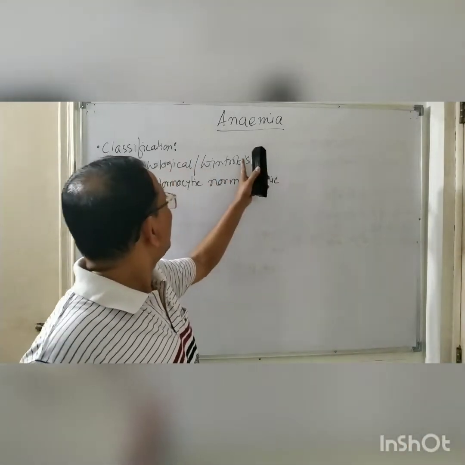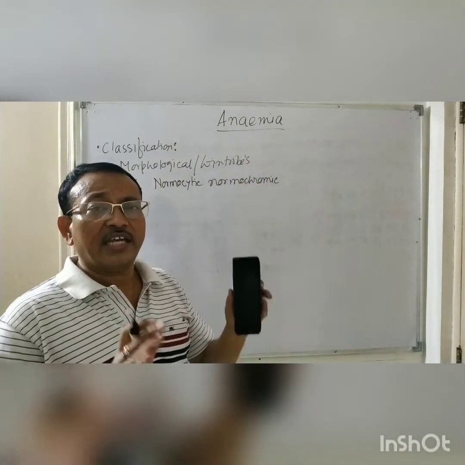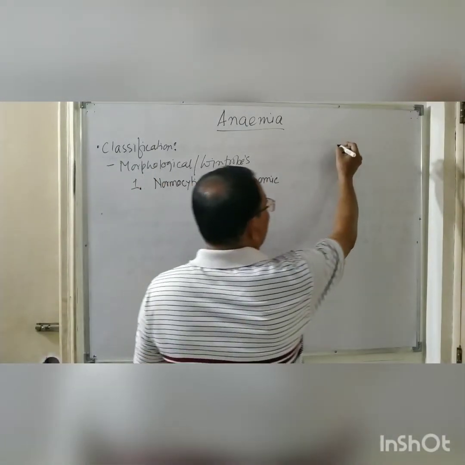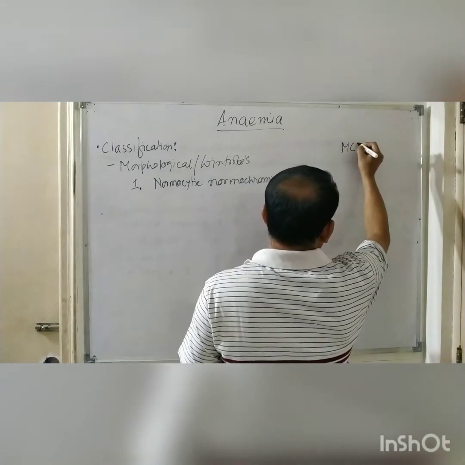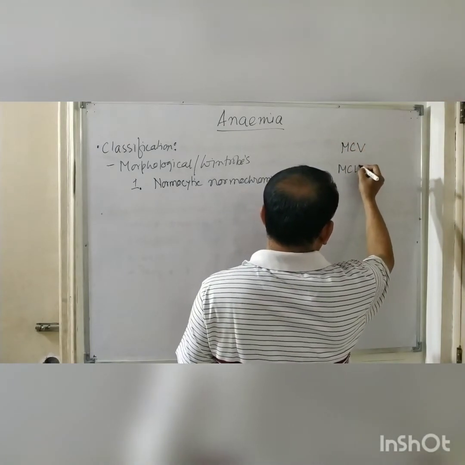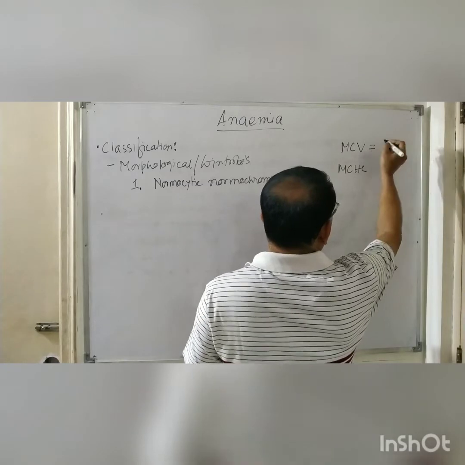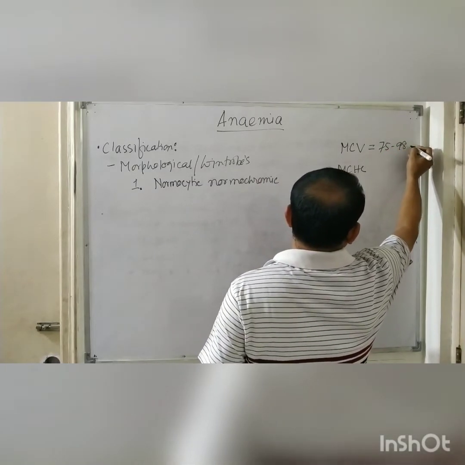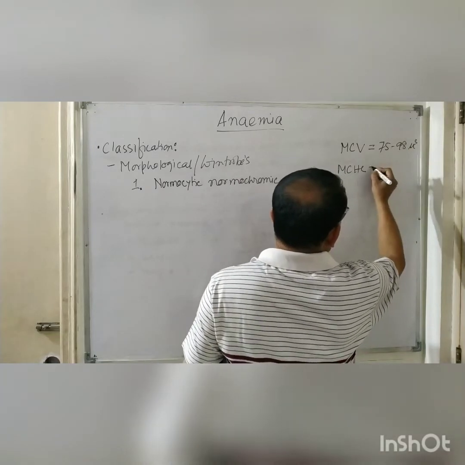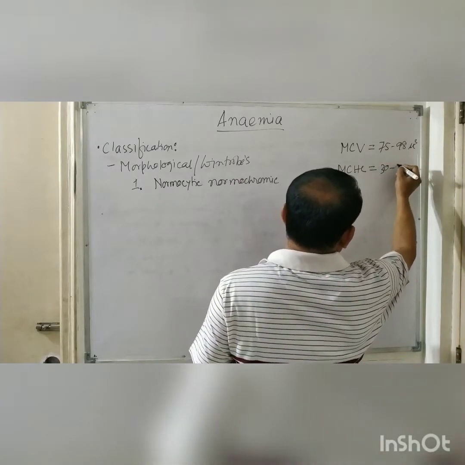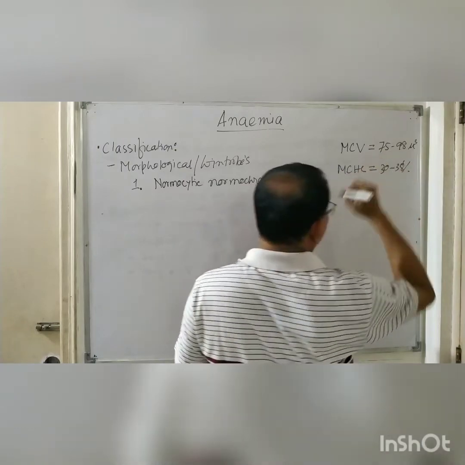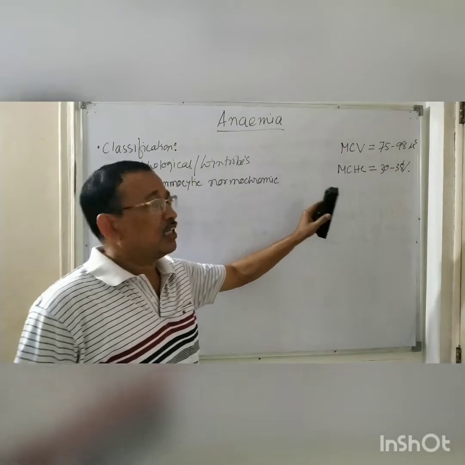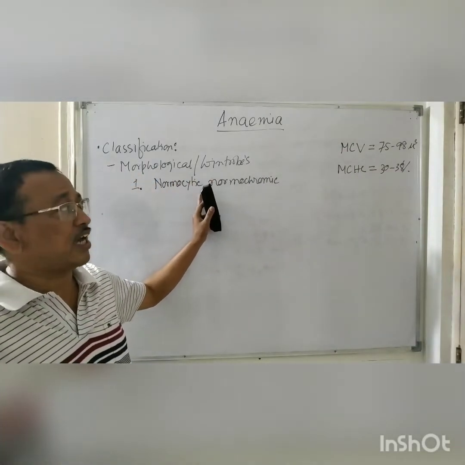This classification, Wintrobe's classification, the morphological classification, is based on two parameters of the RBC indices. The first one is the MCV and the second one is the MCHC. Normally MCV is between 75 to 98 cubic micron and MCHC normally is 30 to 38%. So based on these two parameters, the morphological classification is done.